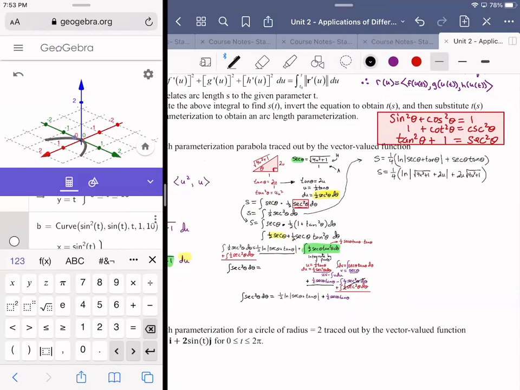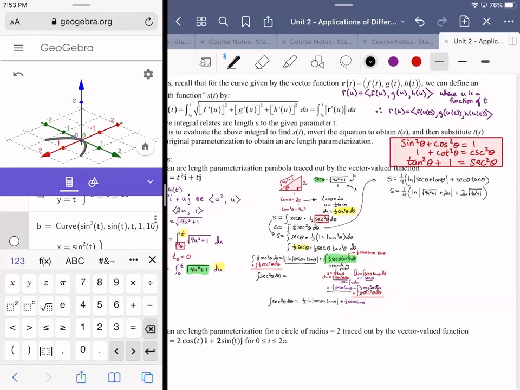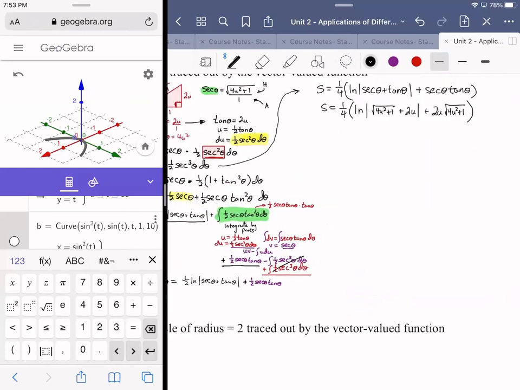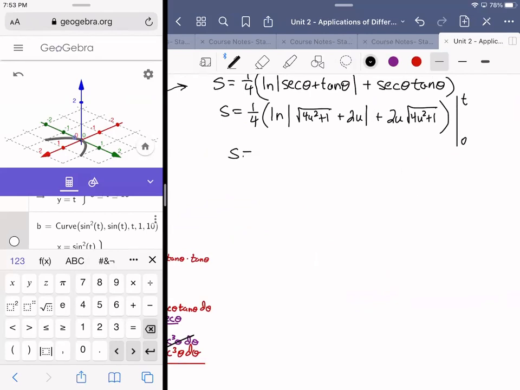So we reverse substituted. Now I can plug in the t and the u respectively. So now I can integrate. I have my integral, and I can make my substitution of the interval of 0 to t, and get S equals 1/4. Everything is now going to be replaced to have t's instead of u's.